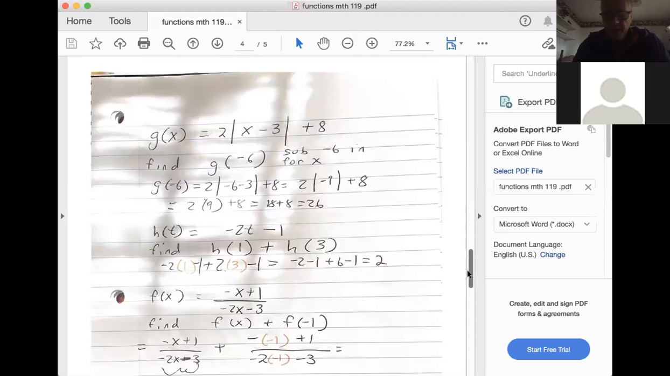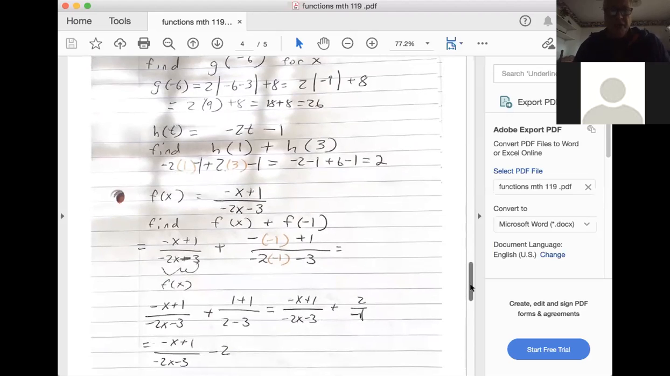And then we can do combinations like h of t equals minus 2t minus 1. Find h of 1 plus h of 3. So that means we're going to find h of 1 and we're going to find h of 3 more or less separately. So in h of 1, in this original equation, every place I see a t, I overwrite it with a 1. So this part right here is the h of 1. H of 3 means every place I see a t in this original equation, I put a 3 in. So this part right here is the h of 3.